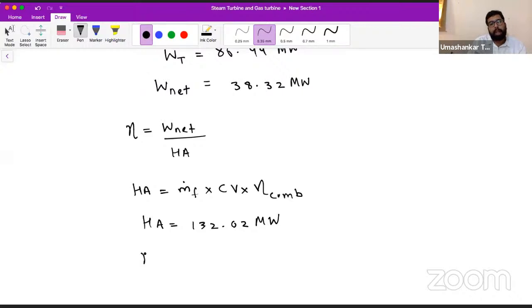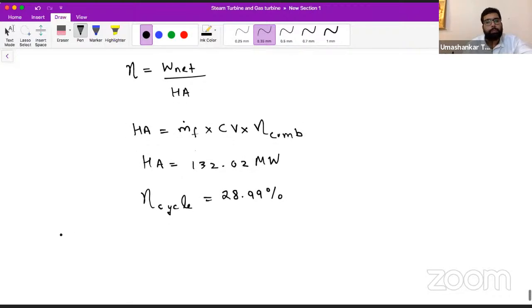So now what will be the combined cycle efficiency? If you put the value of W net you have derived, and the value of heat addition you have got, it will come out to be 28.99%. Got it or not? Okay.